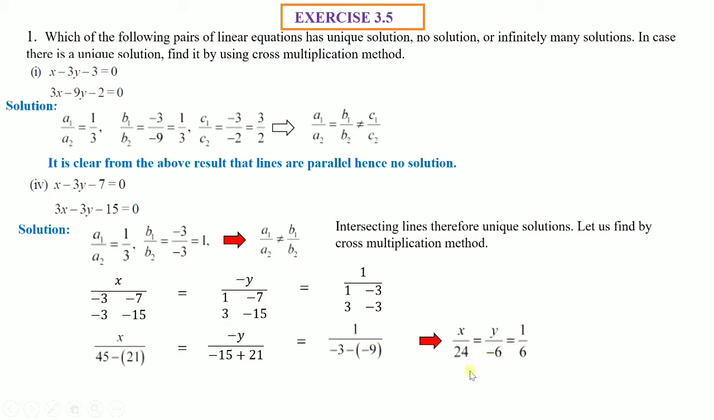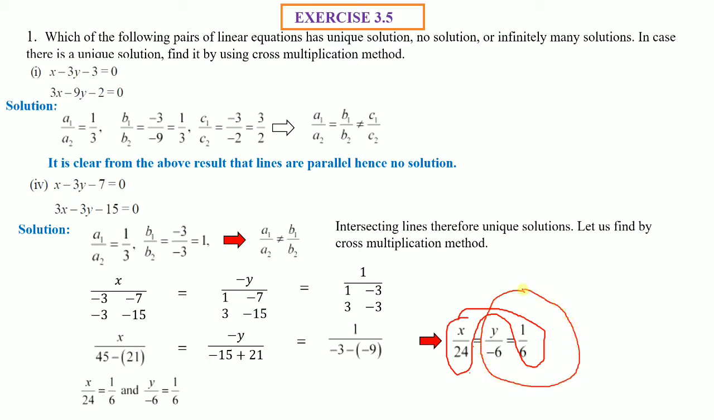Now as I told you, what did I tell you? You will be taking this and this term, x upon 24 equals 1 upon 6. This will give you x upon 24 is equal to 1 upon 6, and then you will take this y upon minus 6 equals to 1 upon 6. So x upon 24 equals to 1 upon 6 and y upon minus 6 is equal to 1 upon 6.